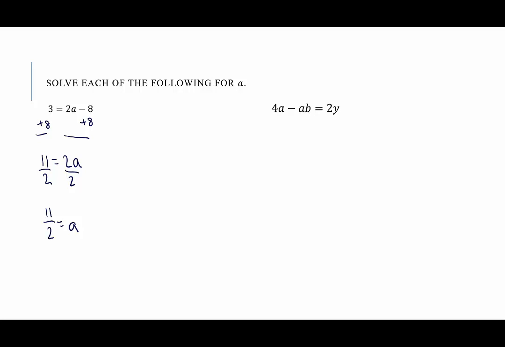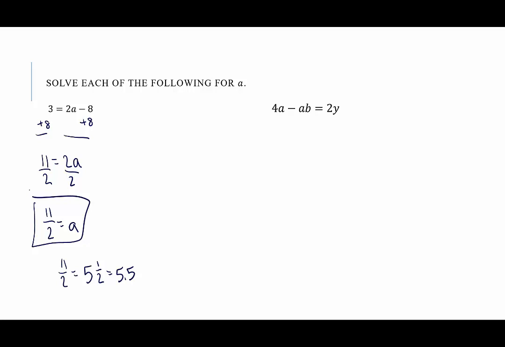I'm totally fine with your answer being an improper fraction. If you think there's something wrong with it, which there's not, you could also rewrite 11 over 2 as 2 goes into 11 5 whole times with 1 left over, or in your calculator, you might get the decimal equivalent of 5.5. But for me, 11 over 2 is sufficient.